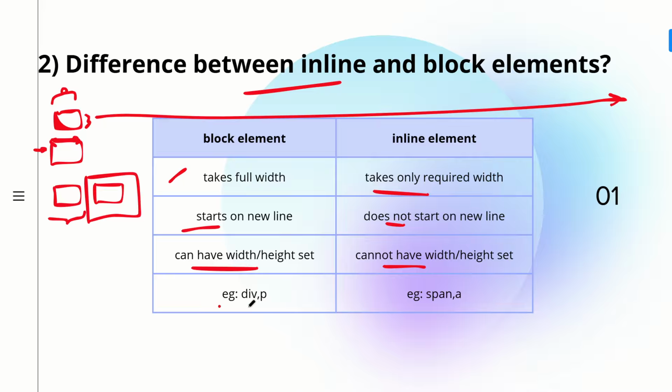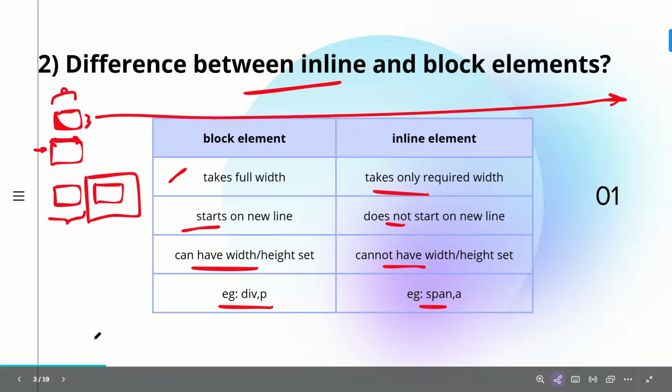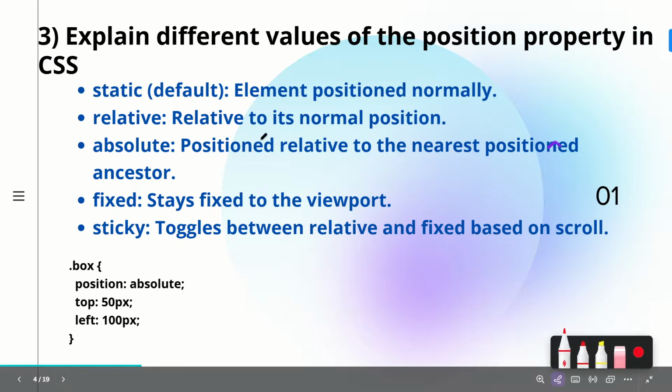Examples of block elements are div and p, that is the paragraph tag. Examples of inline elements are span and a, that is the anchor tag. This is the difference between inline and block element. Let's see the third question.